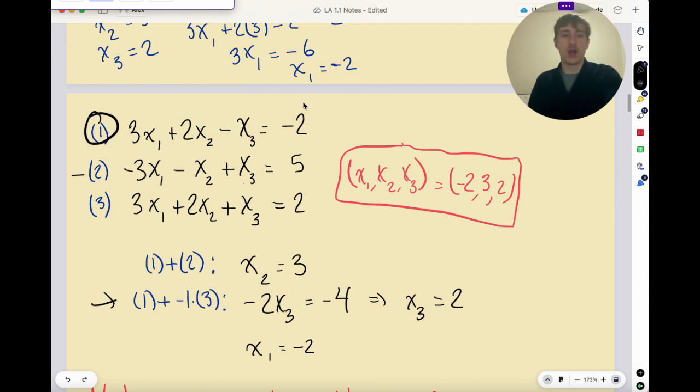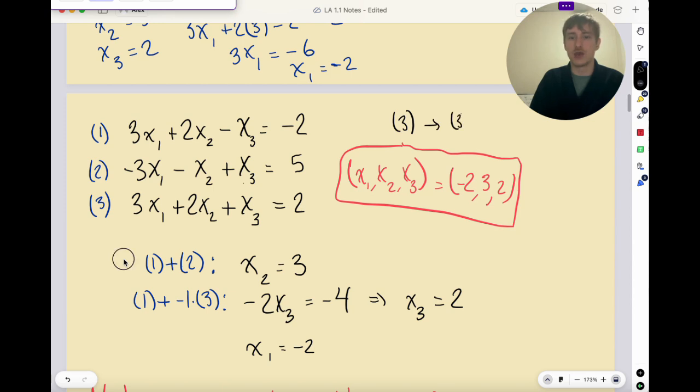In other words, if I wanted to replace, say, equation 3 with equation 3 plus, I don't know, 10 times equation 2, I can do that. And after I do that, the solution set will remain unchanged. So you've seen that done. Maybe it didn't make complete sense why you could do that, but I'm here to try to motivate the example.